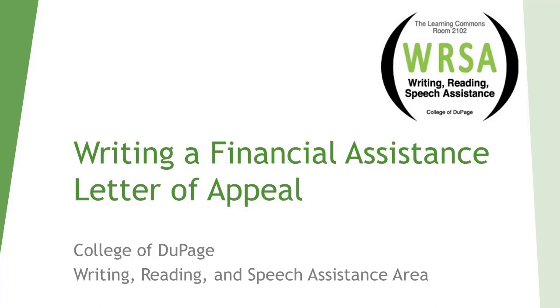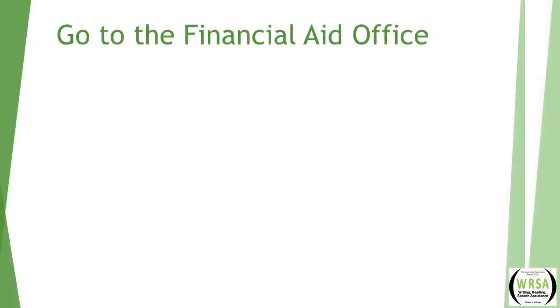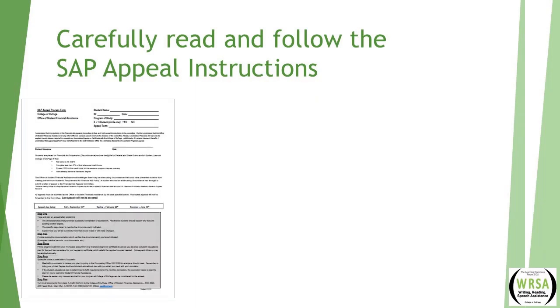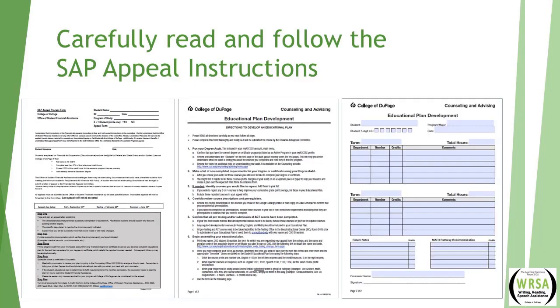Welcome to the Writing, Reading, and Speech Assistance session on writing a financial assistance letter of appeal. One of the first things you'll need to do is go to the financial aid office and get their SAP, which stands for Satisfactory Academic Process, appeal letter information. Make sure you have all the information that you need. Fill out all the forms very carefully.